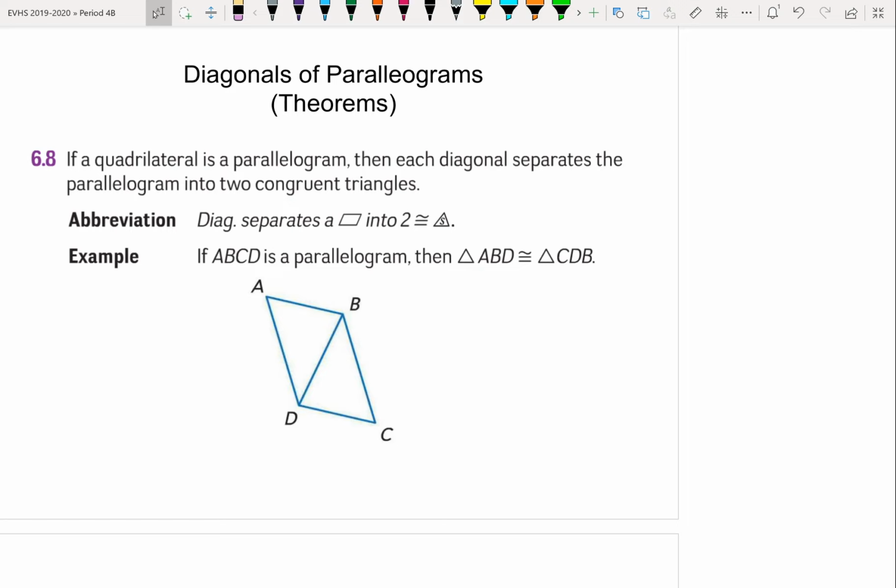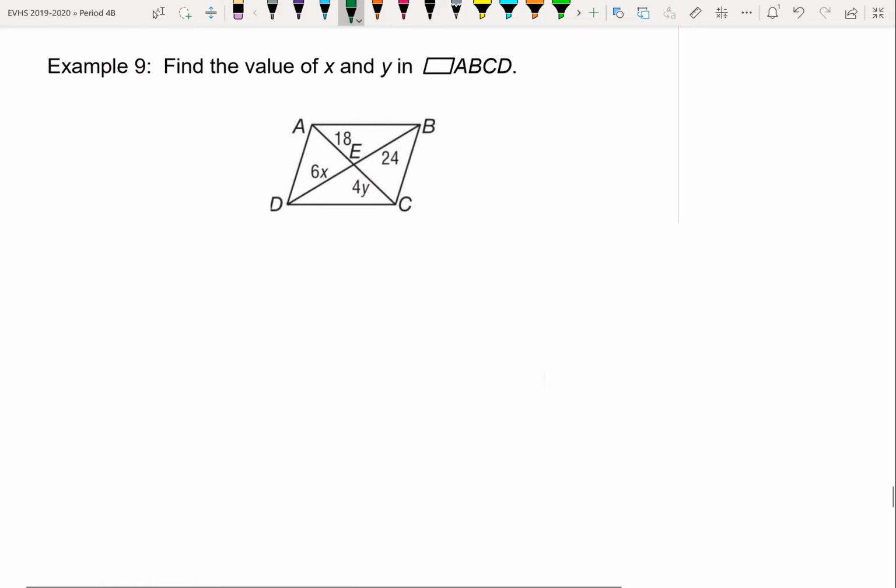Also, we know that each diagonal separates the parallelogram into two congruent triangles. Again, that's pretty easy to see. We already knew that opposite sides are parallel to each other, and then if we draw a diagonal across, we have a third side of each triangle, and we get the reflexive property that BD is congruent to itself. Therefore, I've got side-side-side congruence for these two triangles. So the two triangles are congruent.